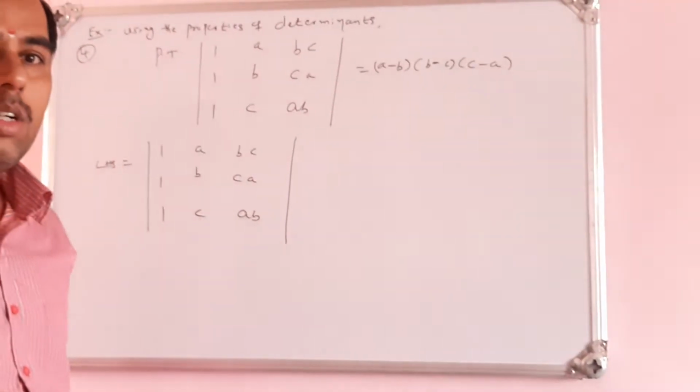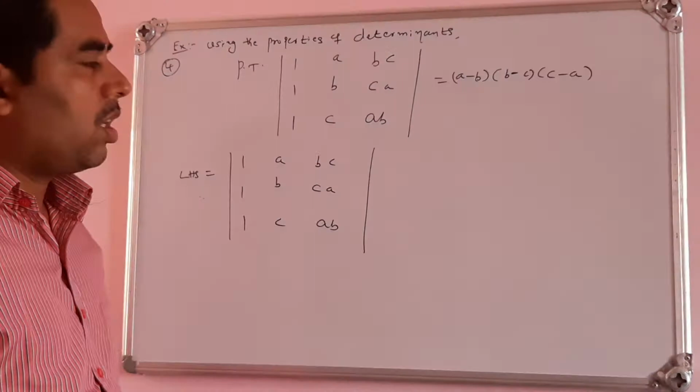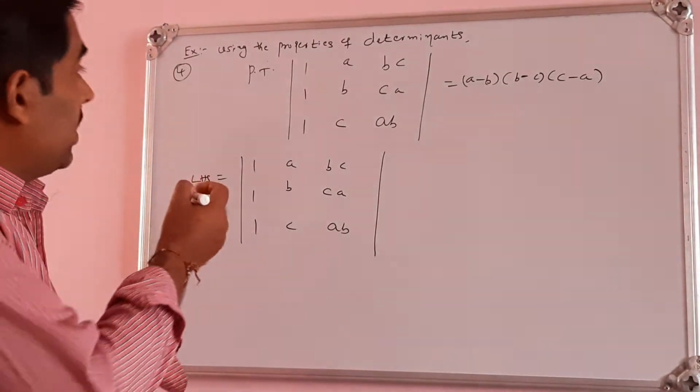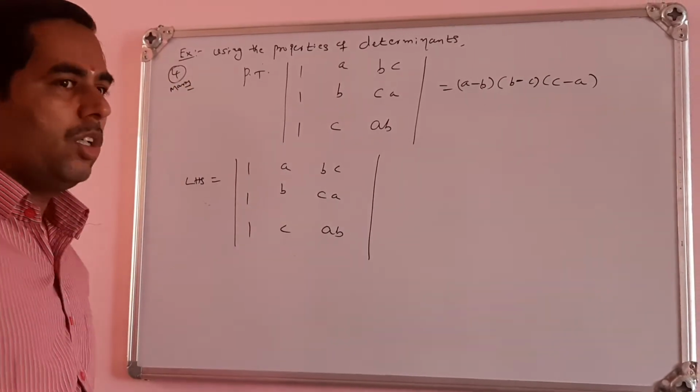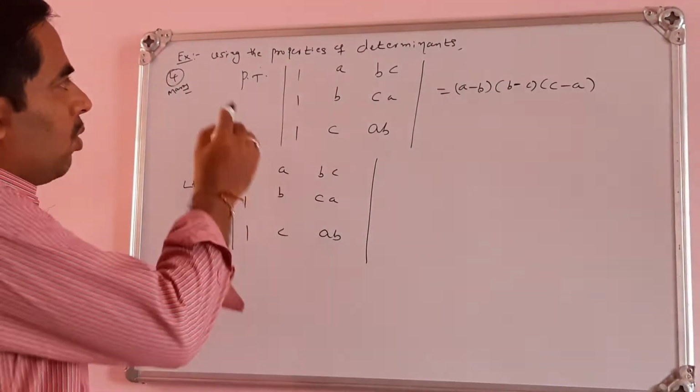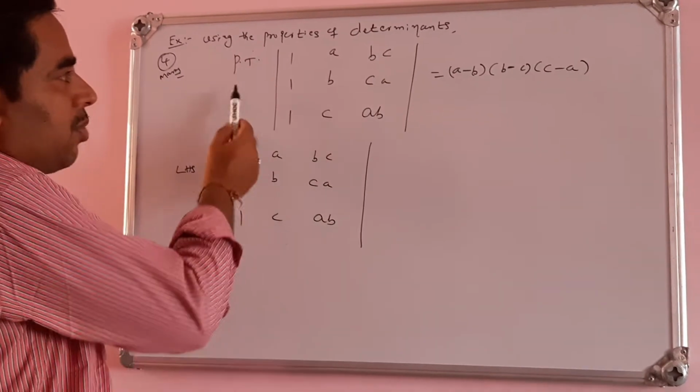Okay, let us continue to solve some more problems on properties of determinants. This is also a 4 marks question which will be asked in the exam. So what is the question here? Using the properties of determinants, prove that.